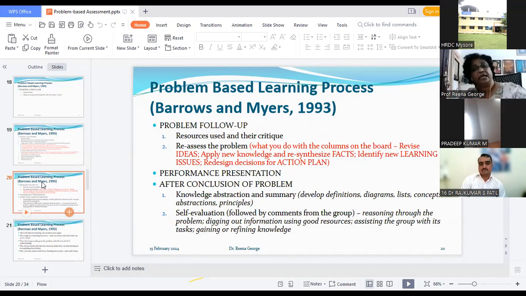And next is again the performance presentation. The student along with the teacher will present the performance. And the performance is assessed. And finally, it is the conclusion of the problem. So these are the different stages in the problem-based learning process.